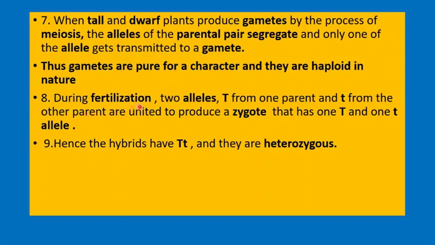And during fertilization, two alleles, capital T from one plant and small t from the other parent, are united to produce a zygote that has one capital T and one small t as alleles if there is a cross between a tall and a dwarf plant. Hence, the hybrid have capital T and small t and are heterozygous in nature. They have dissimilar alleles in them.